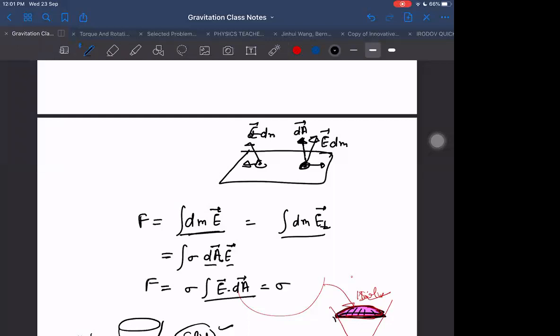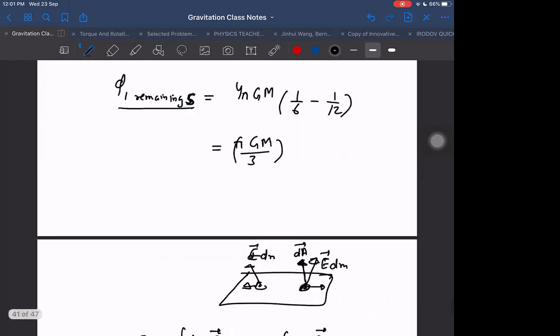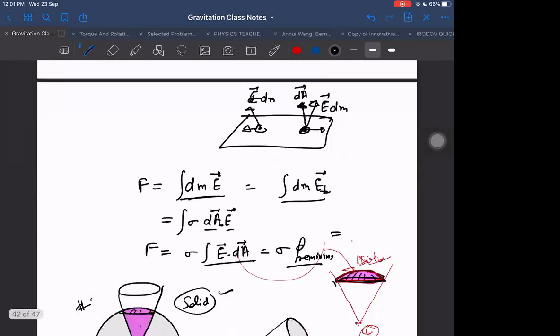So what is it coming out to be? Sigma into phi. What is the flux passing through this? Due to the remaining 5 faces, pi G M by 3, we know already. Sigma is the mass per unit area, which means M by 6 a square. So sigma into phi is M by 6 a square into pi G M by 3. So what answer do we get? Pi G M square by 18 a square. Exactly right. That is the answer at last.